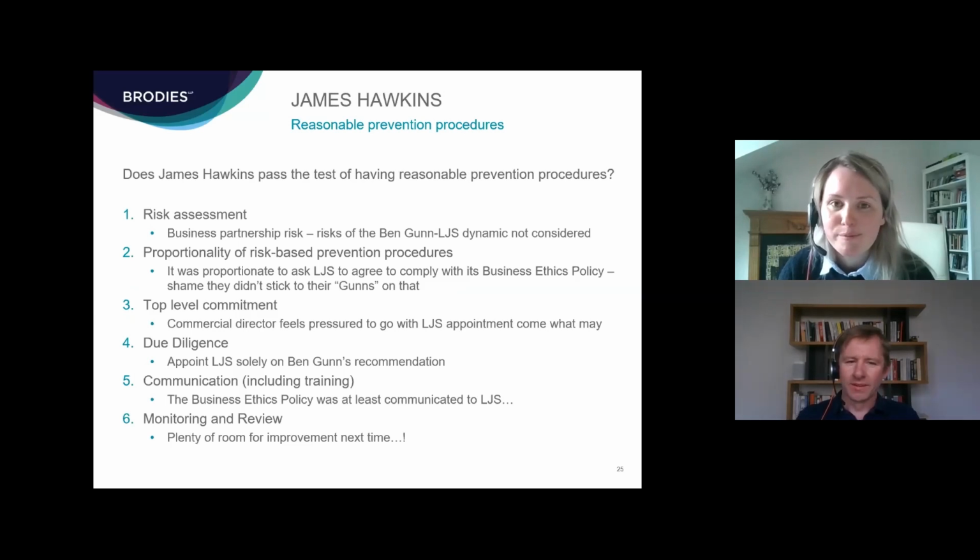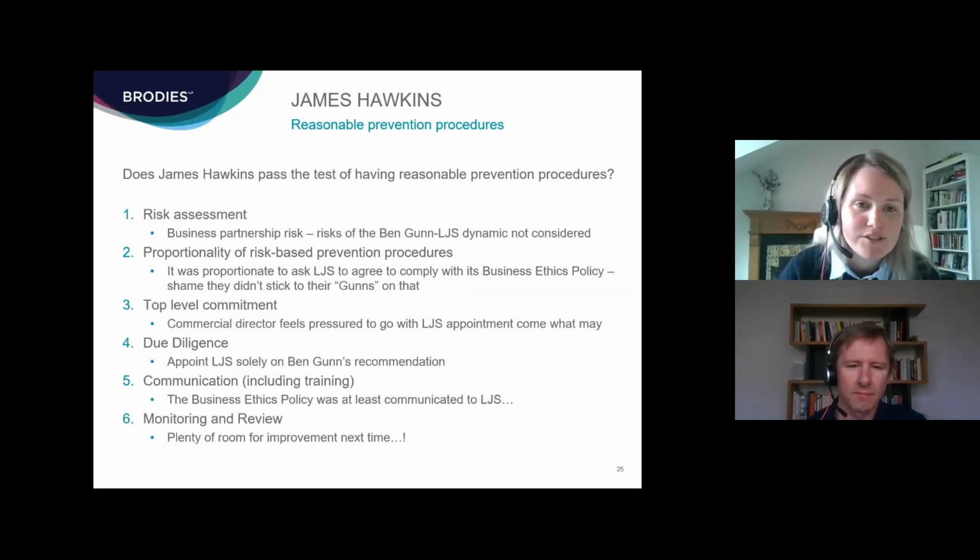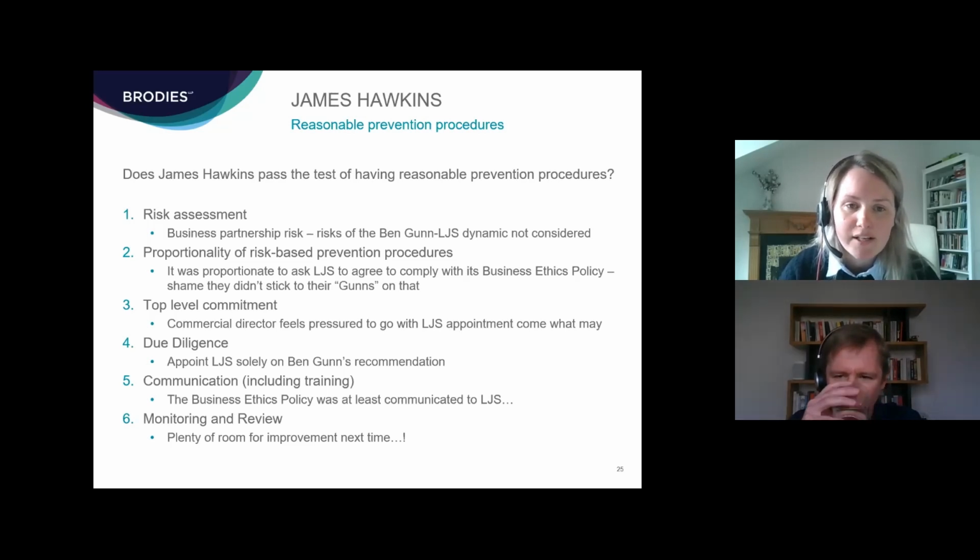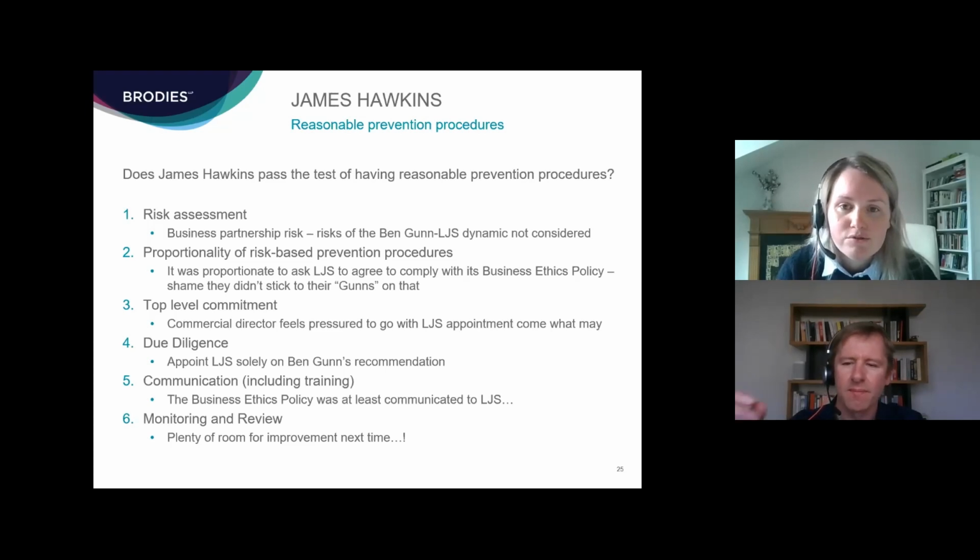So running through the principles, this is where we assess the conduct of James Hawkins to understand if the defence of reasonable prevention procedures might be available to the business. So risk assessment, one of the elements of a risk assessment is to assess the risks of a particular business partnership. As we saw, there was no real risk assessment in connection with the Ben Gunn Long John Silver engagement. Proportionality of risk-based prevention procedures. Well, James Hawkins was entirely right to ask Long John Silver to agree to comply with its business ethics policies, and wait for it, shame they didn't stick to their guns on that.